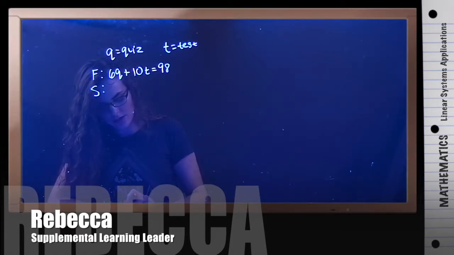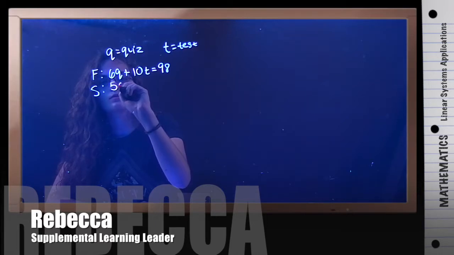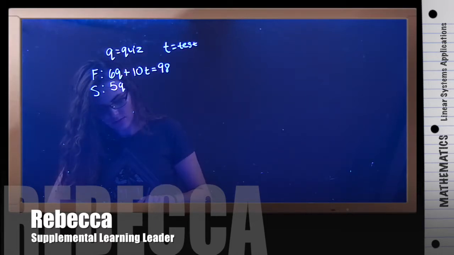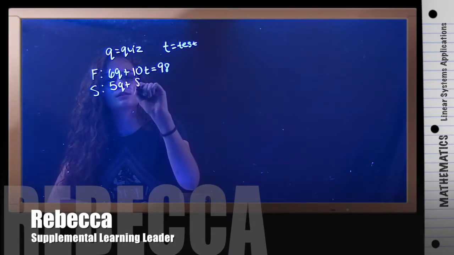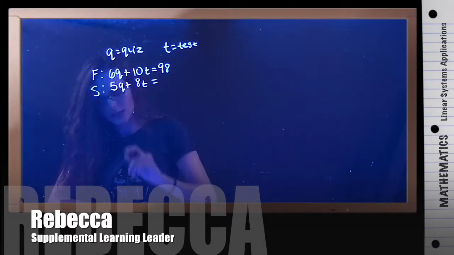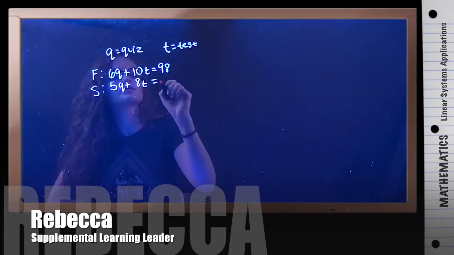Now, for Sarah's scenario, she took the same test and quiz. So she had 5 questions correct on the quiz. So 5Q. And 8 questions correct on the test. So plus 8T equals a total score of 79.